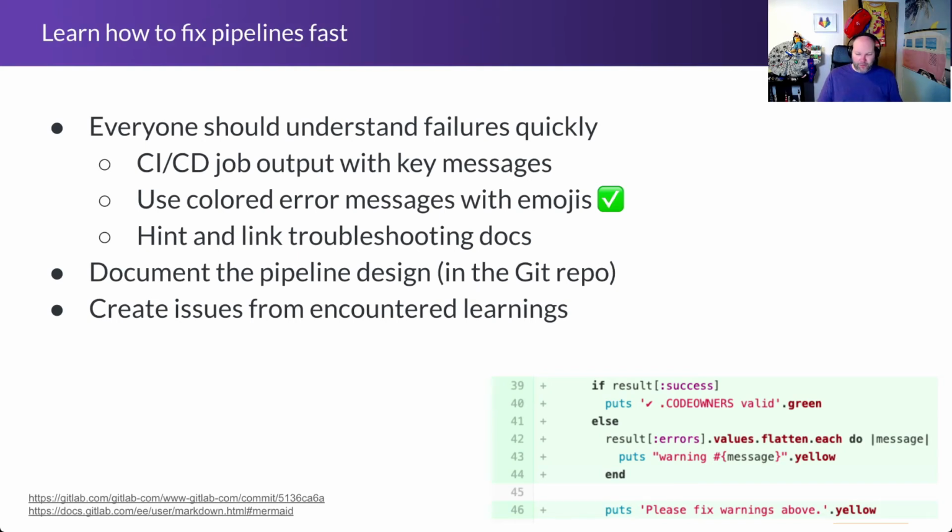Since we are probably using Git repositories all the time, we can also document the pipeline design in there in markdown format or something else. An example could be using Mermaid, which is available at least in GitLab markdown, but potentially Draw.io or something else is also possible. And whenever you fix something, document the way you learned how to fix it.